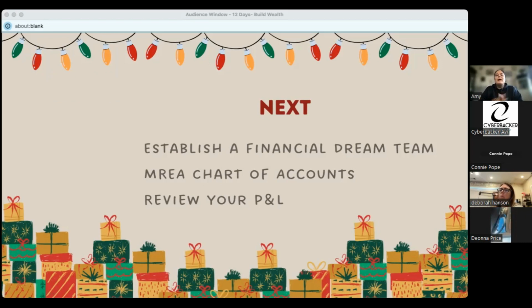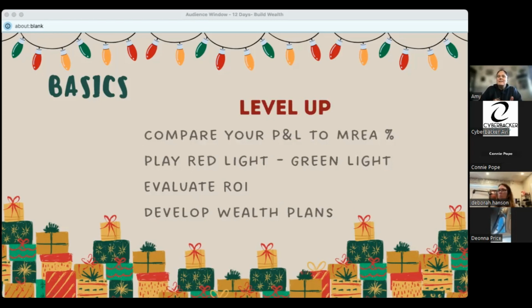Once you have mastered tracking your income and expenses, now you're going to take it a step further and compare that P&L, or profit and loss statement, to the MREA best practices. The Millionaire Real Estate Agent book has a whole section on what percentage of income should go towards marketing expenses, technology, and lead gen. You want to compare your P&L to the MREA best practices.